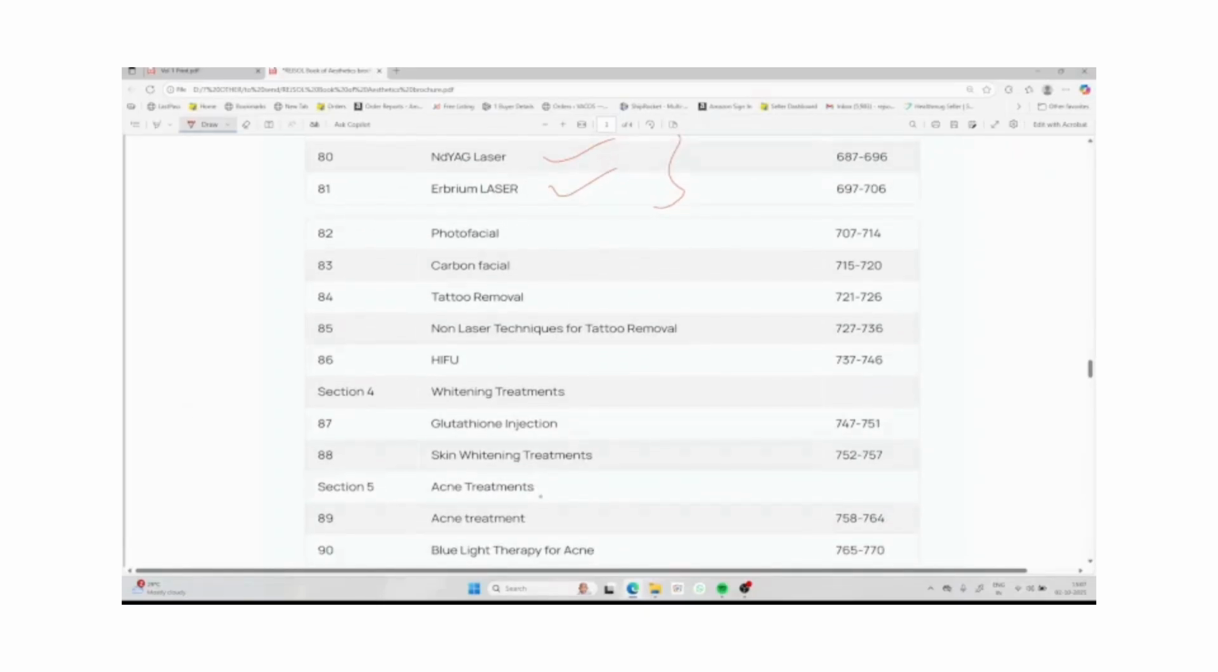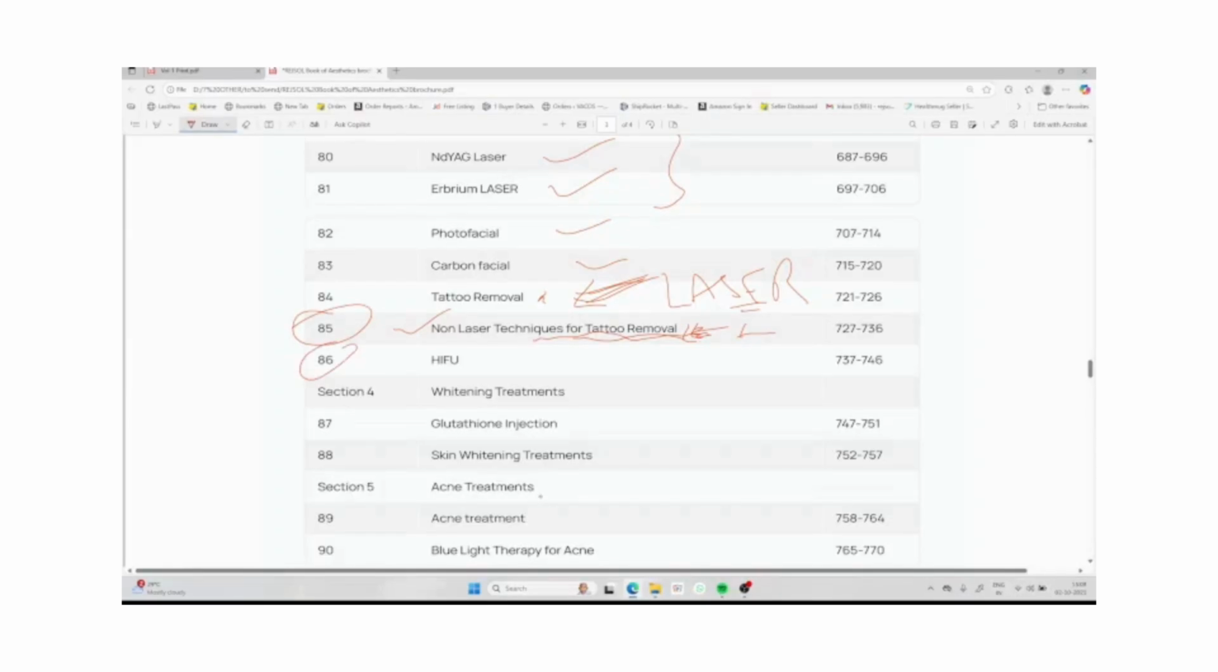Then we come to photofacial, carbon facial. What is carbon facial? Now this is tattoo removal. This is basically the chapter on laser tattoo removal. How it is done, what are the machines used in laser tattoo removal. Then, since this is not a laser chapter, but since tattoo removal has come here, we have added this chapter, non-laser techniques for tattoo removal. So tattoo removal can also be done without a laser. The techniques are given in chapter number 85.